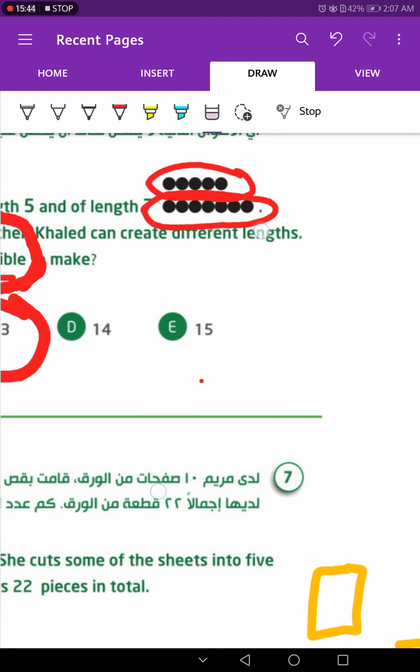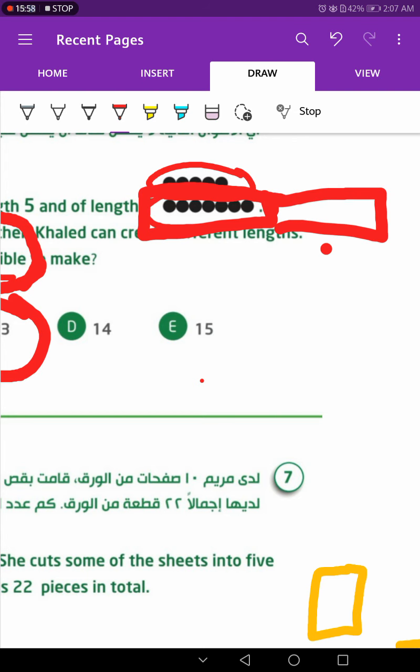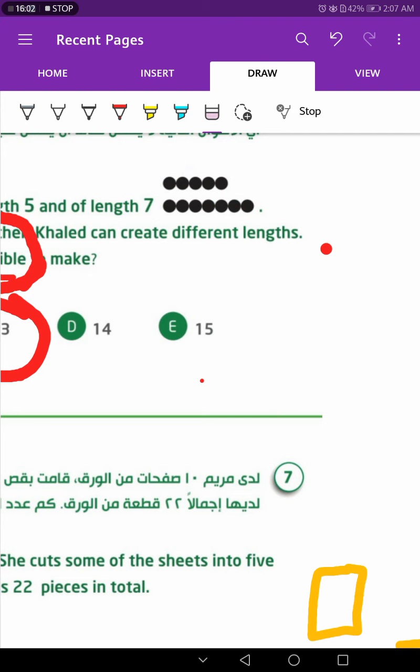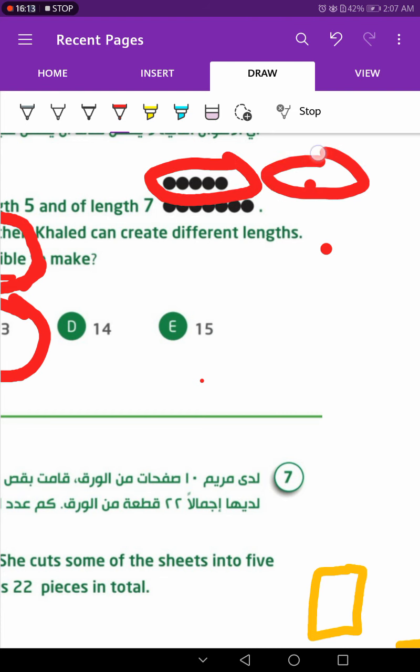Why does the 14 not work? Because I can get it from joining this one twice. By joining this one twice, I will get 14. How do I get 15, teacher? It is easy. If you join this one 3 times together, you will get 15.